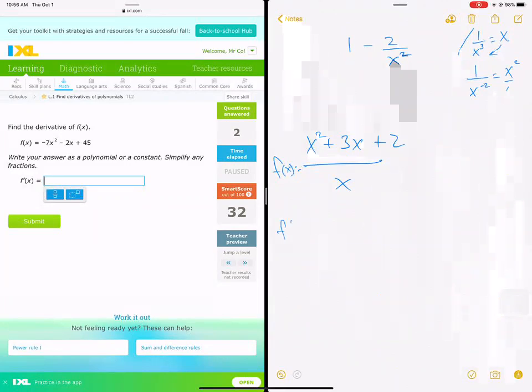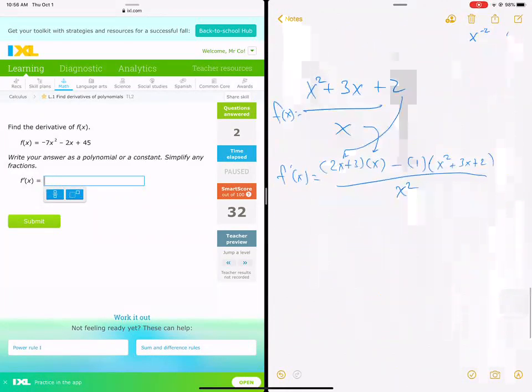So if I do the quotient rule, it's derivative of the top, 2x plus 3, leave the back alone. Okay, remember, derivative of the top, leave the back alone, minus derivative of the back, leave the top alone, all over the bottom squared. Okay. Let's see if we have any like terms to cancel out. So this will become, let's see, that's 2x minus x is going to be x squared.